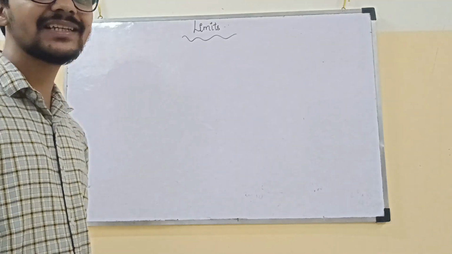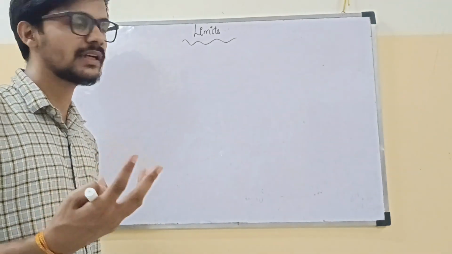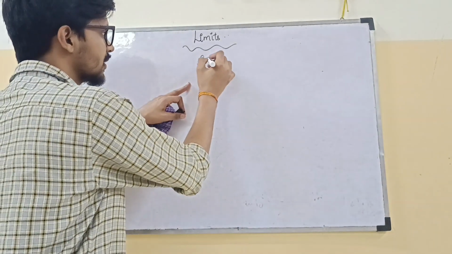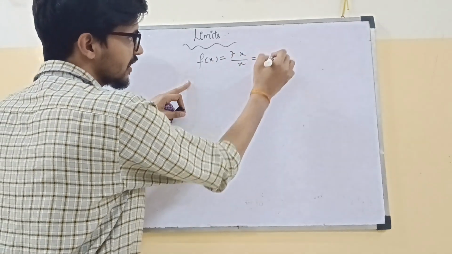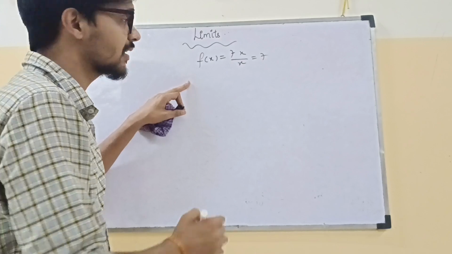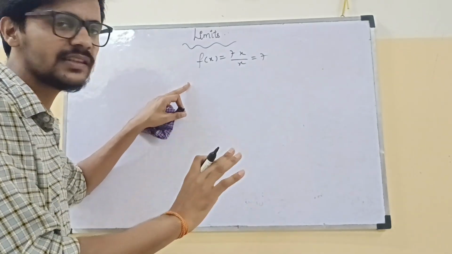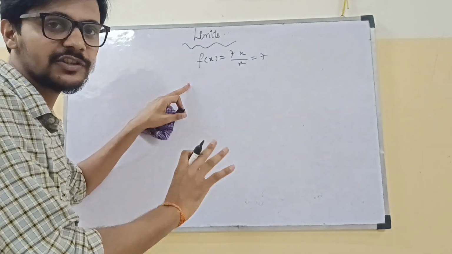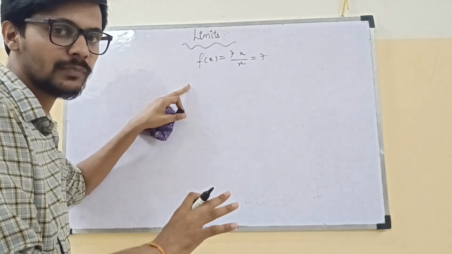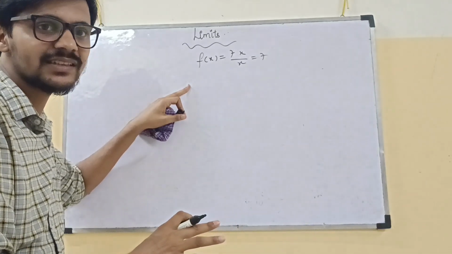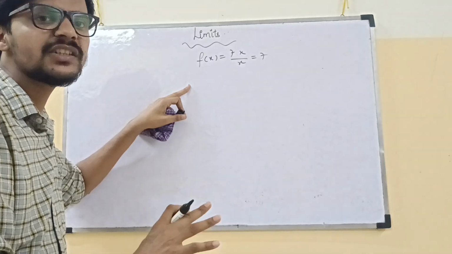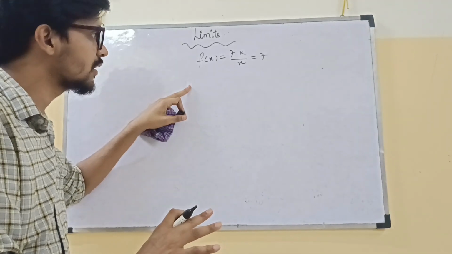So first we'll take the motivation, why do we need limits, right? Consider I have one function like 7x by x. So straight away its value is coming out to be 7. That means the value of the function at anything is 7, but the function itself is not defined at 0, right? So what is its value at 0? To answer that question, limit comes into play, right?